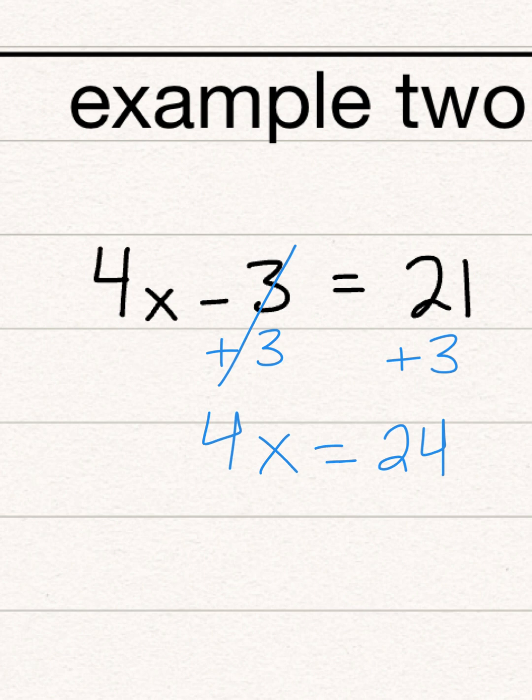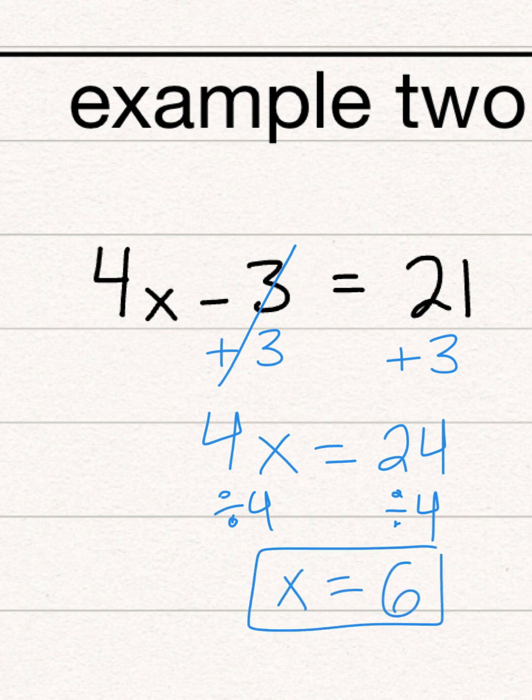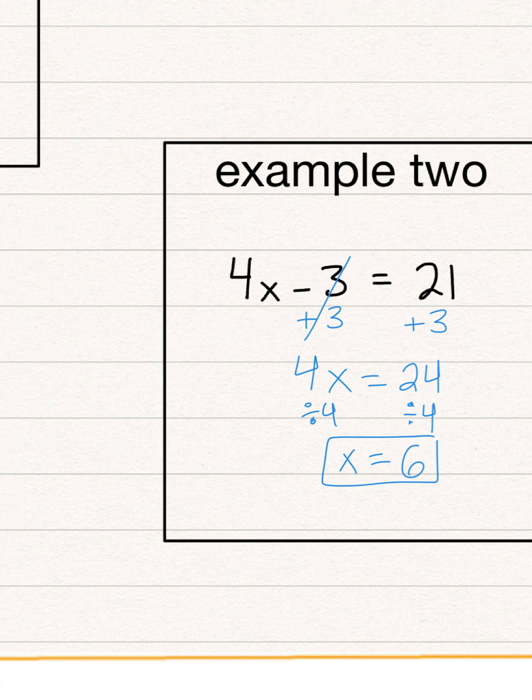Now, another way to think of this might be if I see 4x minus 3 equals 21, that means 4 times x minus 3 equals 21. So something minus 3 is 21. I know 24 minus 3 is 21. So I know that 4x has to be equal to 24. All right, and then to get rid of the 4, I need to divide. 24 divided by 4 is 6. So x equals 6.